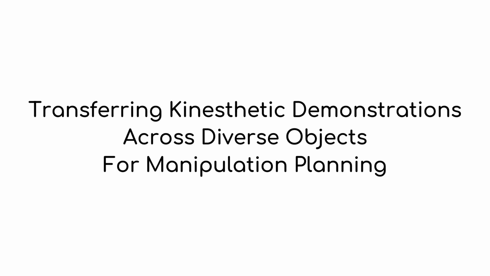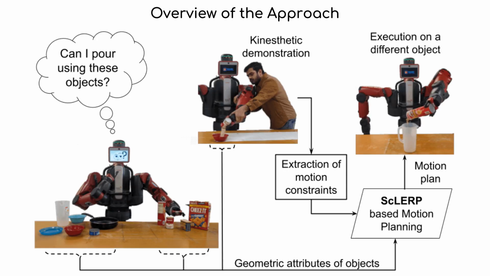In this work, we talk about transferring kinesthetic demonstrations across diverse objects for manipulation planning. For any complex manipulation tasks such as pouring, our approach can extract the motion constraints from just a single demonstration and utilize the extracted constraints along with the geometric information of the task-related objects to generate motion plans for new instances of the task involving objects of different shapes and sizes as well as at different object poses.